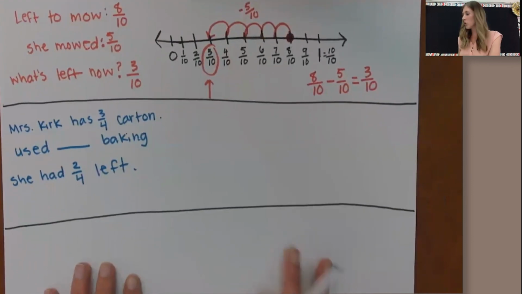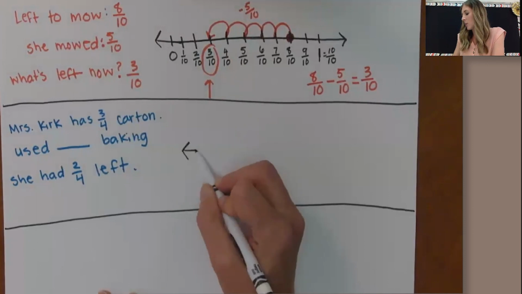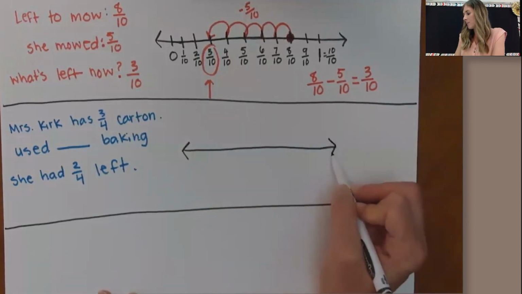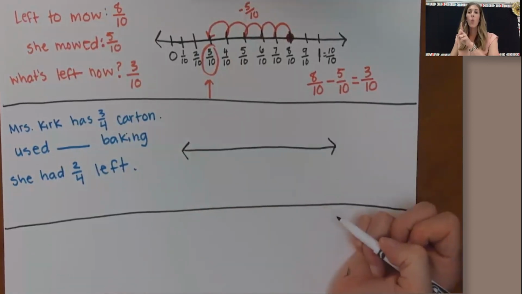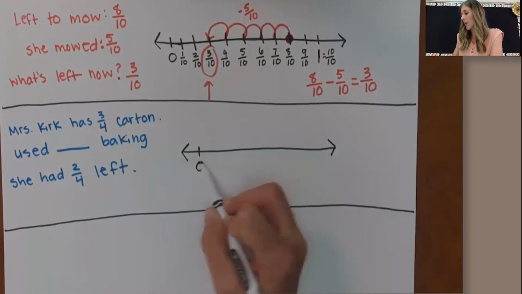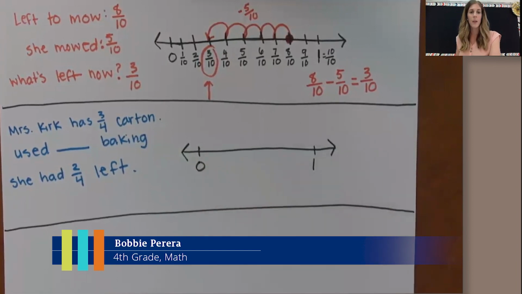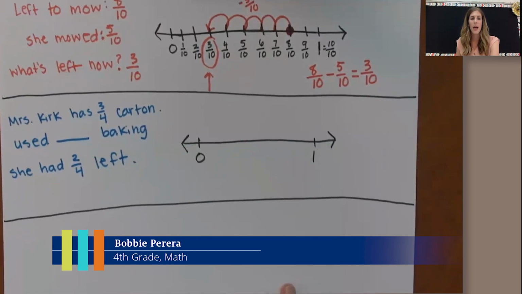So again, we can draw a number line to help us think about this. So let's draw a number line to represent her carton of eggs. Again, we're only looking at one carton. So we're okay if our number line just goes from 0 to 1 because we're looking at one carton of eggs. How many equal parts do we need to divide this number line up into?